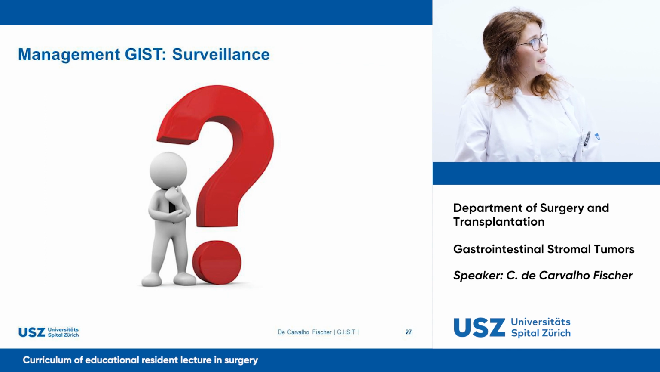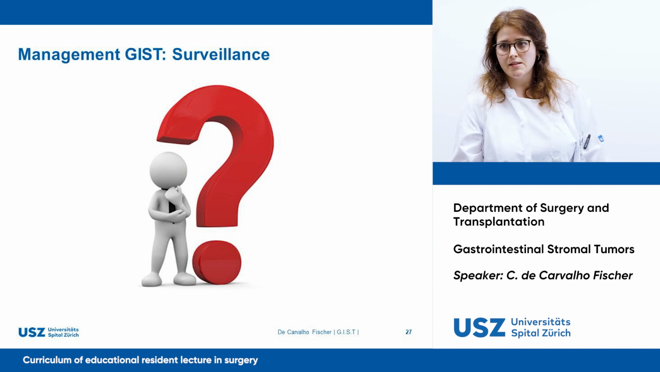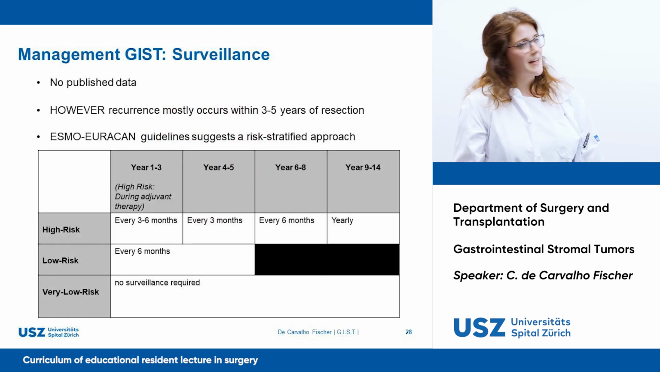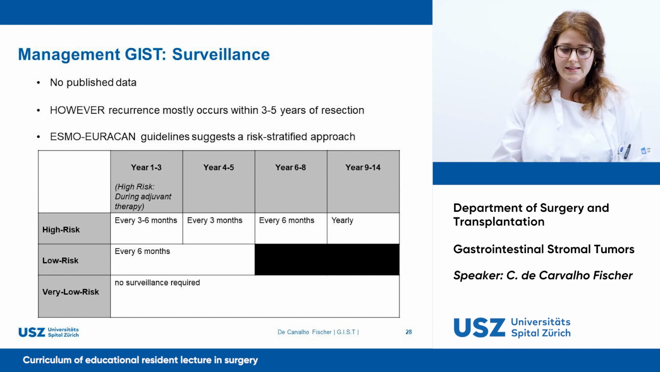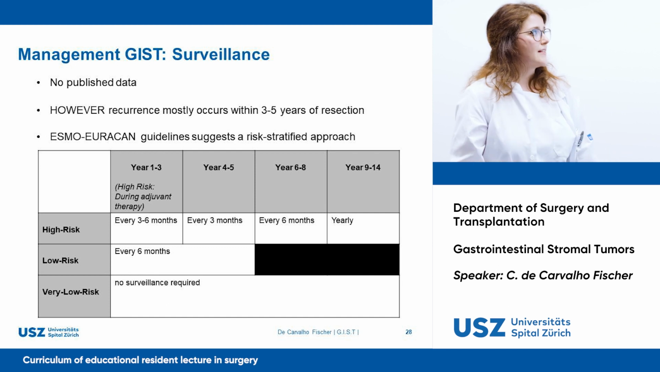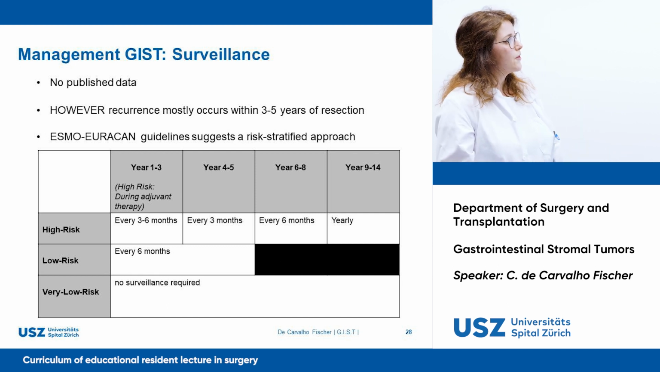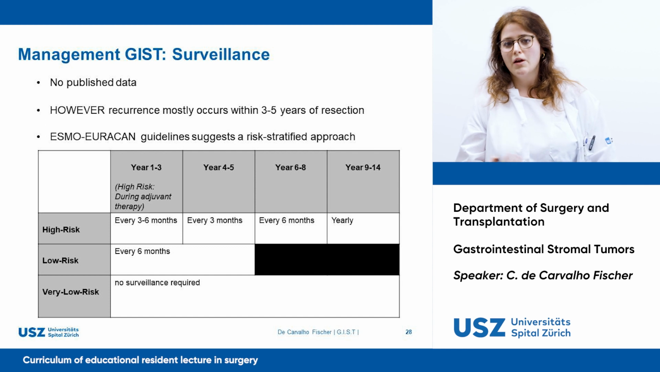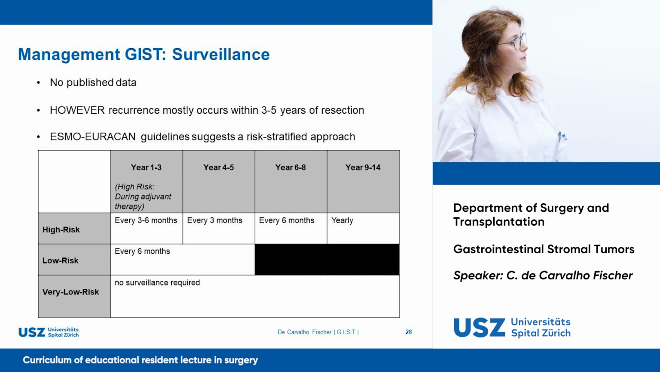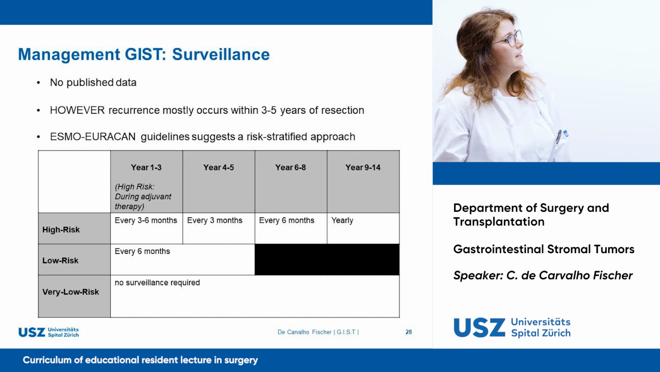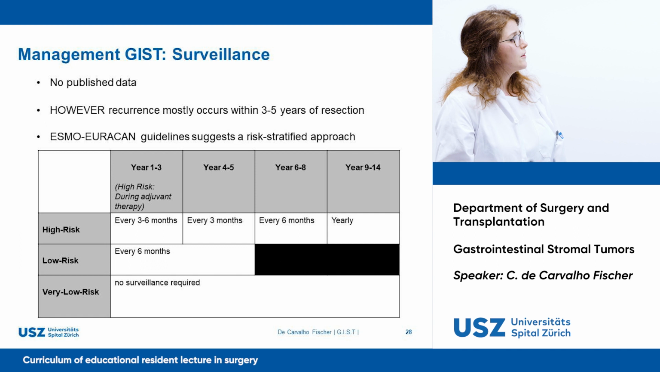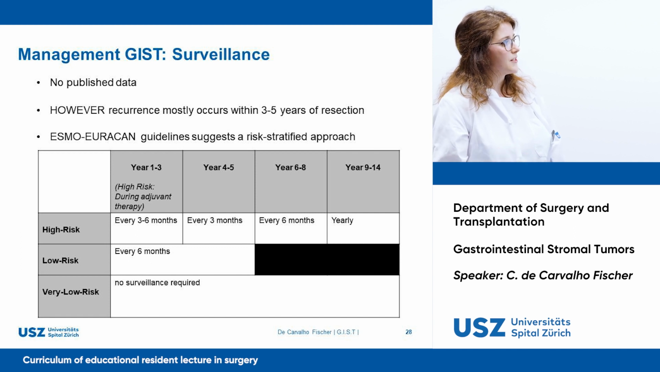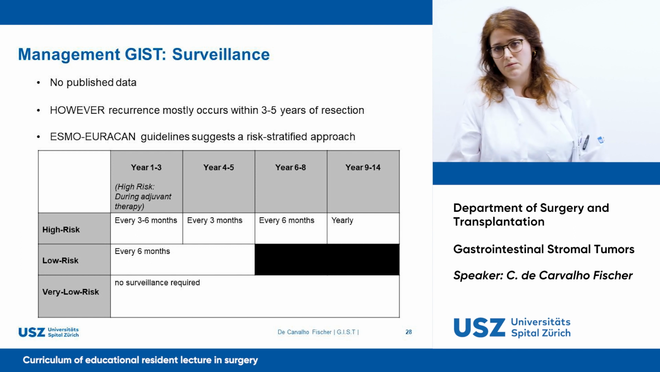On the subject of surveillance, how often should we follow up our patients? Well, nobody really knows, as there is no published data on this subject. We know, however, that recurrence happens within the first 3 to 5 years after surgery in most cases, and the ESMO guidelines suggest a risk-stratified approach. High-risk tumors should be followed up at shorter intervals, every 3 to 6 months, for the first 5 years, and then for a total of 14 years. Low-risk tumors should be followed up for 5 years, every 6 months, and very low-risk tumors do not require surveillance.